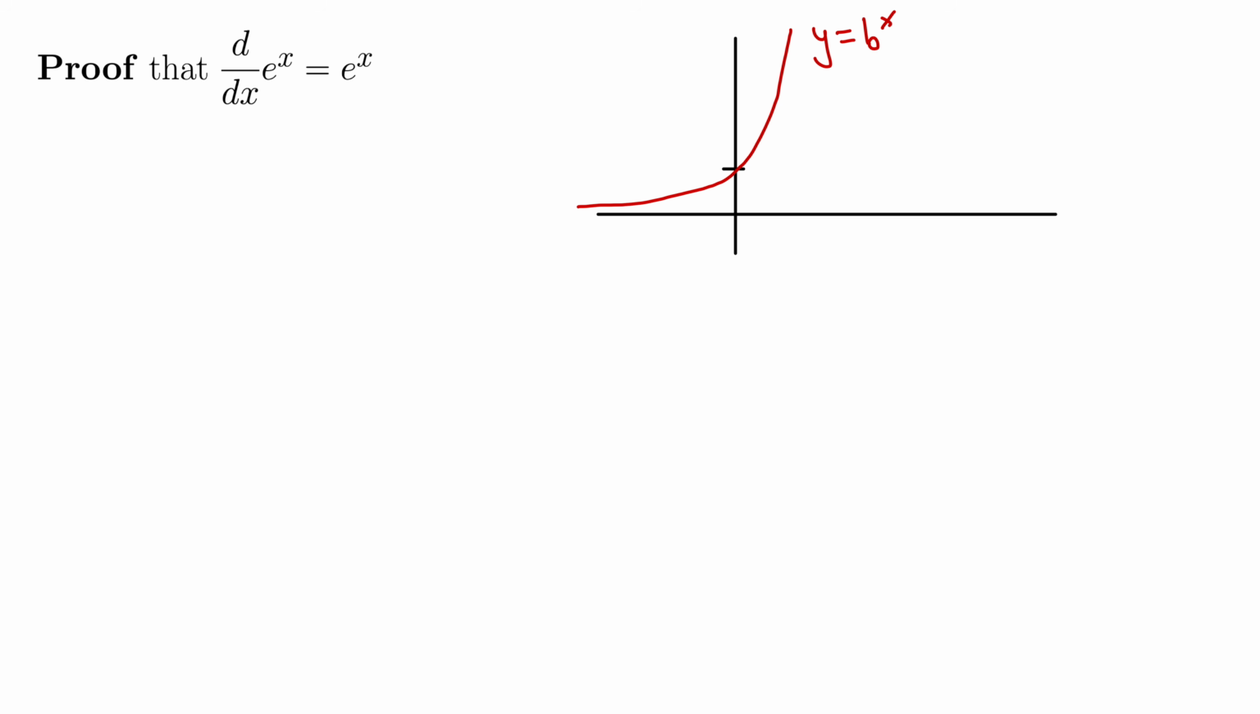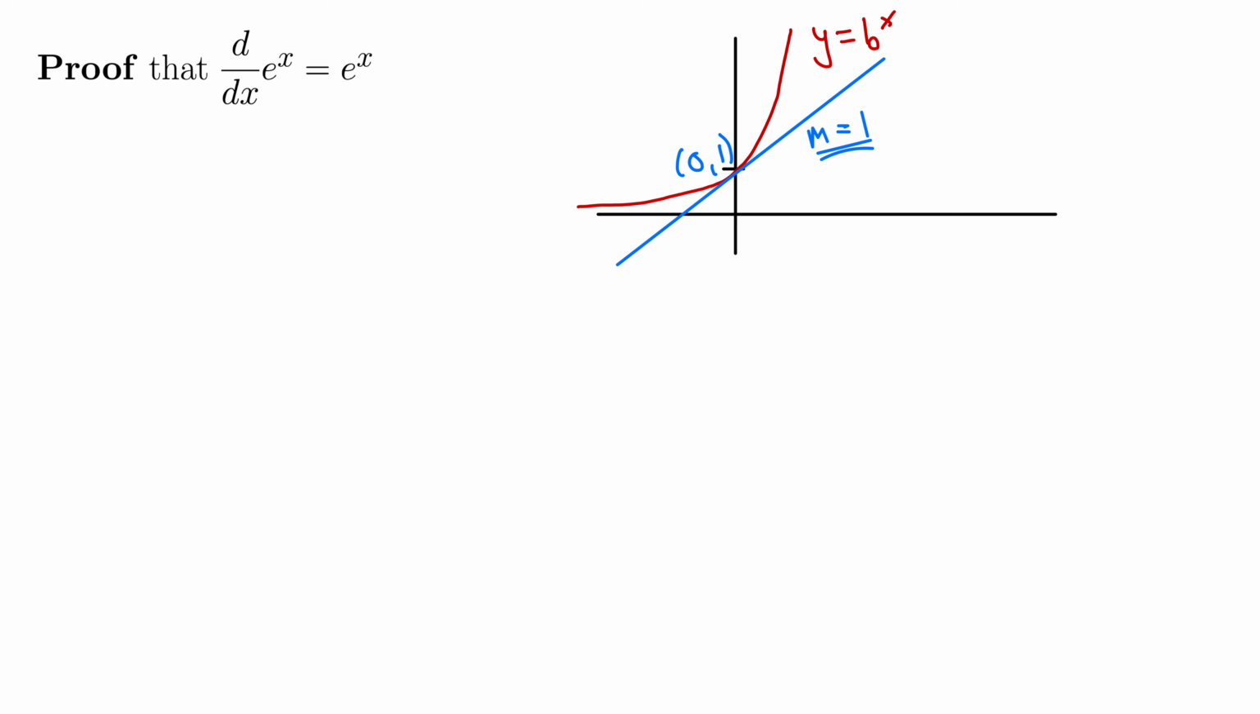Each one of these exponential functions will have a different slope of the tangent line at the point x equals 0. So the point of interest here is (0, 1). 10 to the x is going to have a steeper tangent line, 2 to the x will have a more gradual tangent line, not as steep. But only one of these exponential functions will have a tangent line with slope exactly equal to 1.